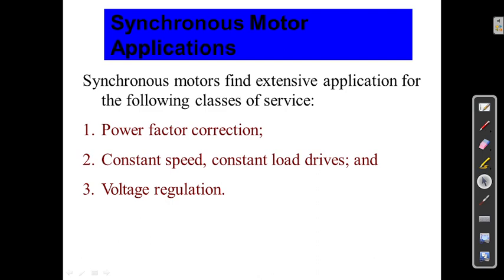Now we will move on to synchronous motor applications. What are the synchronous motor applications? Synchronous motors find extensive application for the following classes of service. The first one is power factor correction, then constant speed, constant load drive, and the third one is voltage regulation.